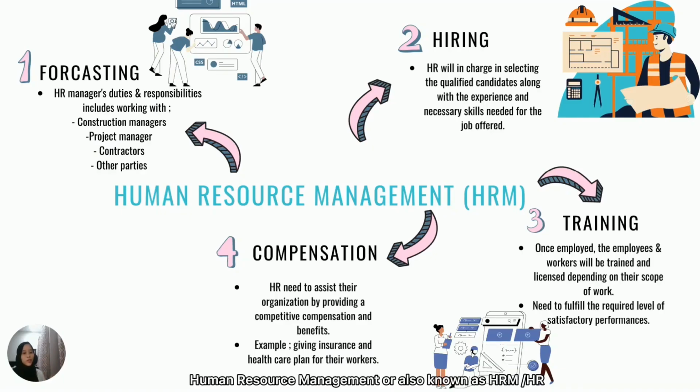Human resource management, also known as HRM or HR, is an approach to managing people, the culture, and the environment within an organization, where it focuses on the employment, administration, and the overall goals as well as the direction of an organization. So the basic roles of HRM and their responsibilities consist of seven aspects. The first one is forecasting.